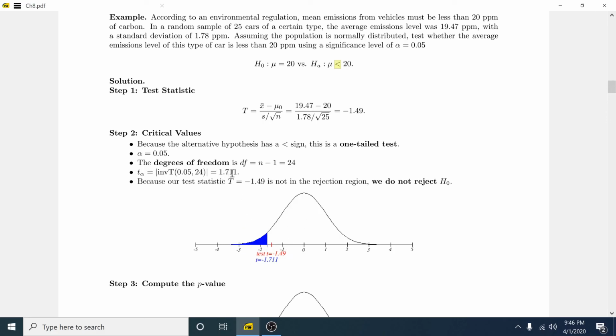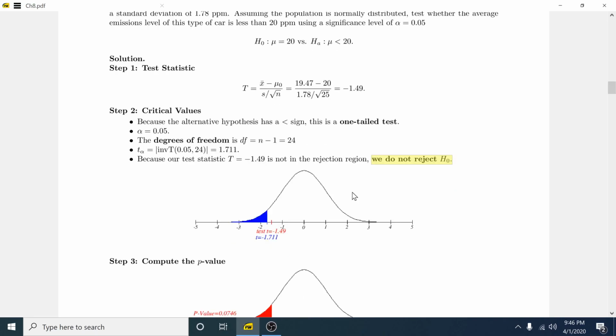Now, the cutoff is 1.711, but of course that is negative here because we're on the left side. So this cutoff is negative 1.711, and our test statistic is negative 1.49. So we're not actually in this tail. We're not in this critical region. In fact, if you look at this picture, this little red marker is in this white region. It's not in the blue rejection region. So in this problem, we do not reject H0. That's our result.